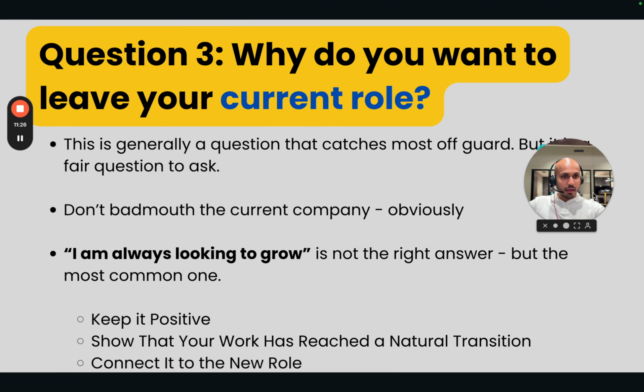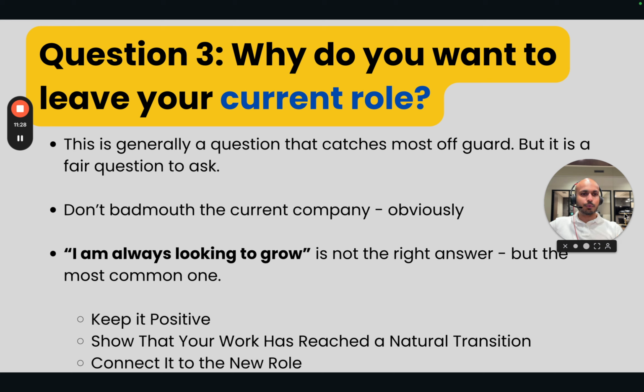Now, a parallel or an extension of that question is, okay, so why do you want to leave your current role? Again, this is generally a question that would catch a lot of people off guard, but to be honest, it's a fair question to ask, right? So here we are not going to, of course, badmouth our current company, right? Neither are we going to give a vague answer like, oh yeah, I'm always looking to grow and that's why I applied. It has to be something specific. Again, it has to be believable, right?